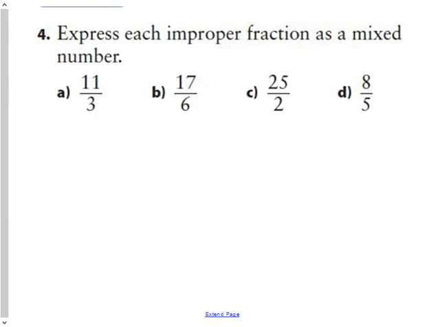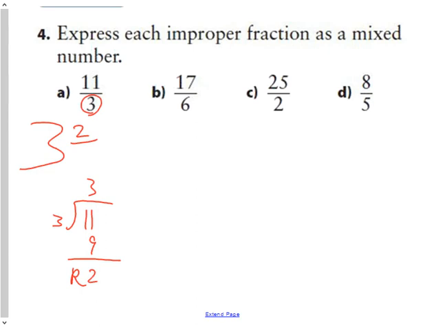Question number 4 says express each improper fraction as a mixed fraction or mixed number. So 11/3 is improper. So really what we're asked to do is, how many threes in 11? The answer is 3. That is going to be your whole number. Well, how many is 3 threes? That's 9. I'm going to subtract to get 2. So my remainder is 2. That is going to be the numerator. And whatever your denominator was here, it's going to stay the same down here. So your answer is 3 2/3.